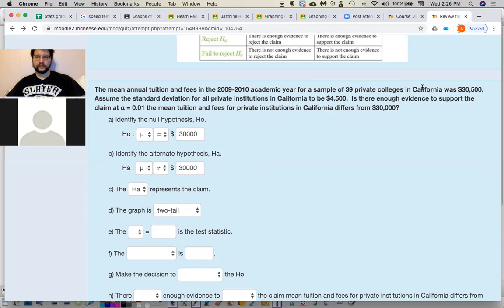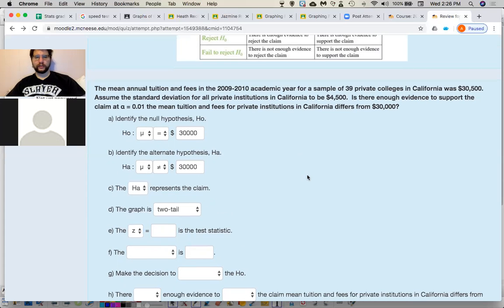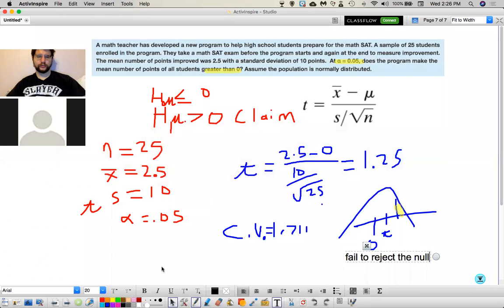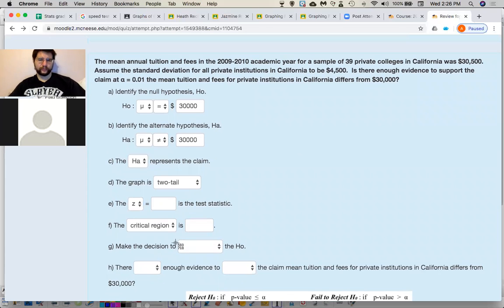Let's see, a sample was that, assume the standard deviation for all. That's giving us a Z. I can't just do that from the words. I'm guessing they want the critical. Oh, maybe they want the p-value. Maybe they'll let you choose. I don't know. We'll do it both ways. Z equals. I guess I actually need to write everything down now.